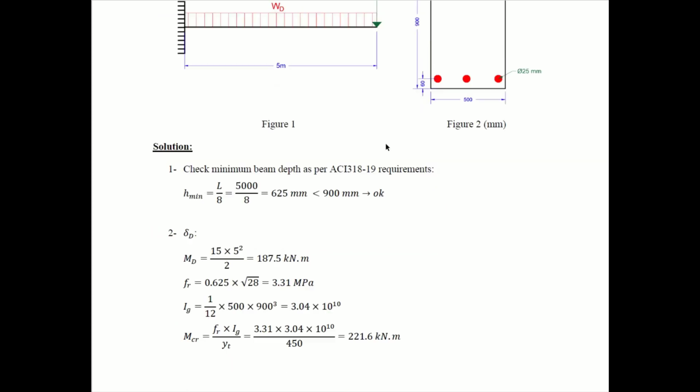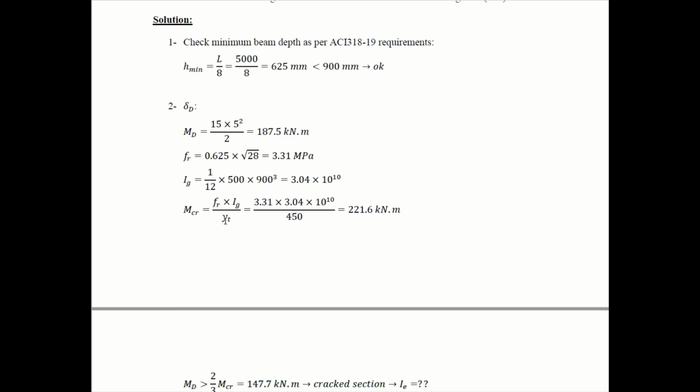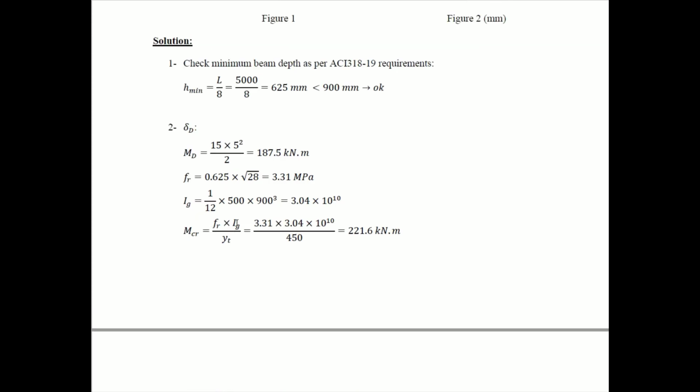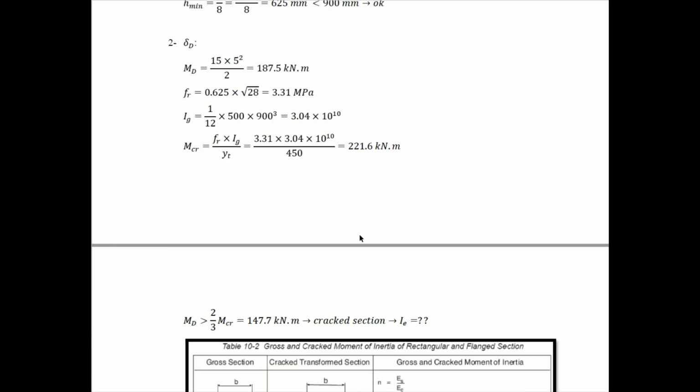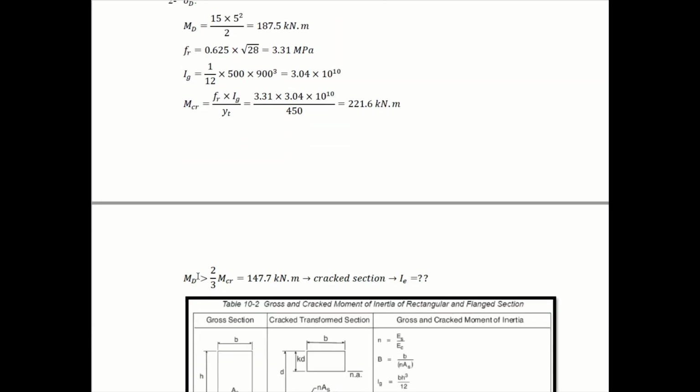So it's 450. The YT is 450. So M cracked is equal to F rupture I gross over YT. Direct substitution, M cracked is equal to 221.6 kilonewtons meter. Now, since we are dealing with ACI 318 2019 edition, the new code says that we have to take 2/3 of this value. So we have to compare M dead with 2/3 the M cracked.